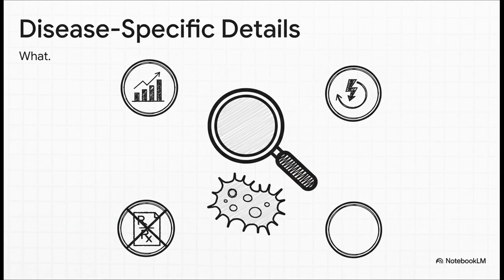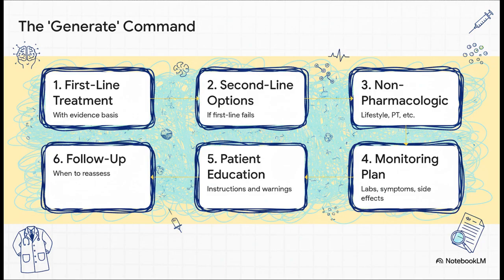And now for the magic, the command itself. See, we're not just asking for a plan. We are telling it to generate a structured output with these 6 specific parts, from first-line therapy with the evidence cited all the way to a clear follow-up schedule. This forces the AI to think methodically and give you back a complete, organized, and useful document.